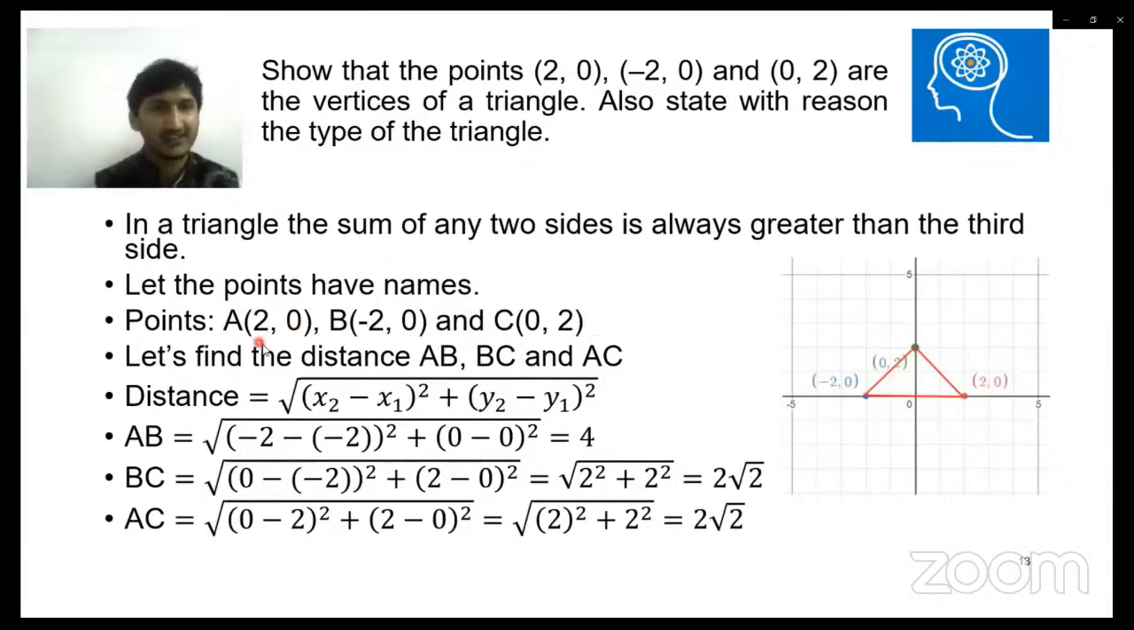So let us say that we take the distance between AB, BC and AC. Okay, so let us find the distance between AB, BC and AC. We can find it by using the distance formula, that is distance is equal to under root x2 minus x1 whole square plus y2 minus y1 whole square. So by using this formula we get the distances. The length of AB is equal to 4 units, BC is 2 root 2 units, and AC is 2 root 2 units.